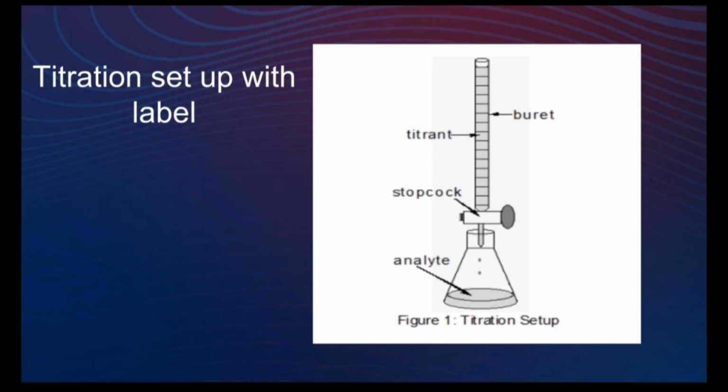Titration set up with labels. So there are 4 parts of the titration based on the picture. First is the burette, second is the titrant, third is the stopcock, and the last is the analyte.